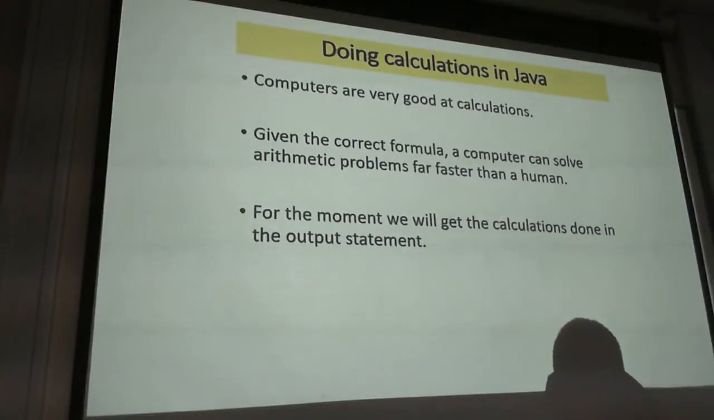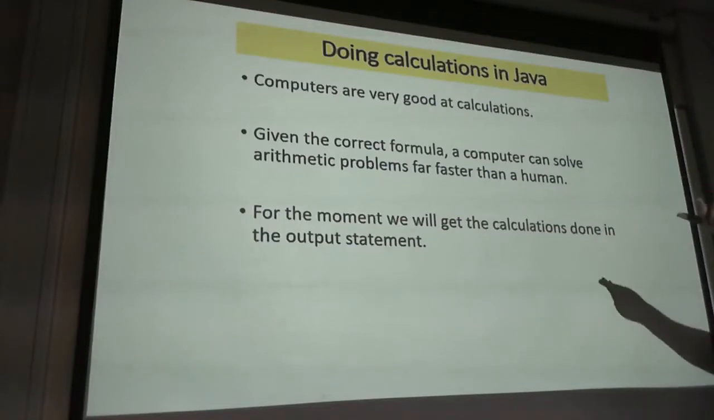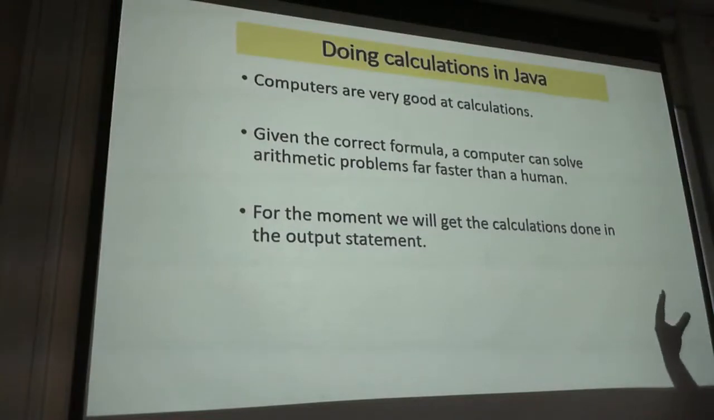So what we need to do is figure out how we can get our program to do calculations. And for the moment, until we hit the end of today's lecture, we're going to do all our calculations in that print statement. So what will happen is it'll take what's inside your brackets, the System.out.print, it'll go, oh, I can make this simpler. And it'll solve the calculation for you, and then it'll put the result out on the screen.